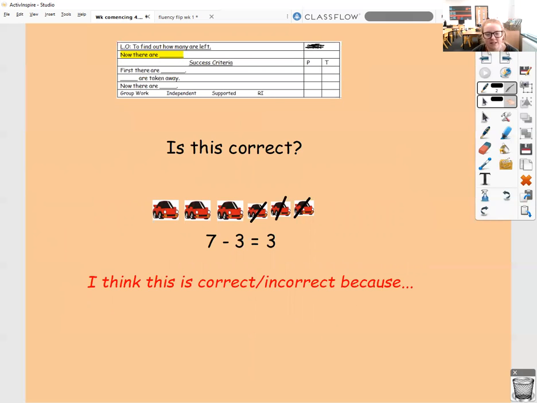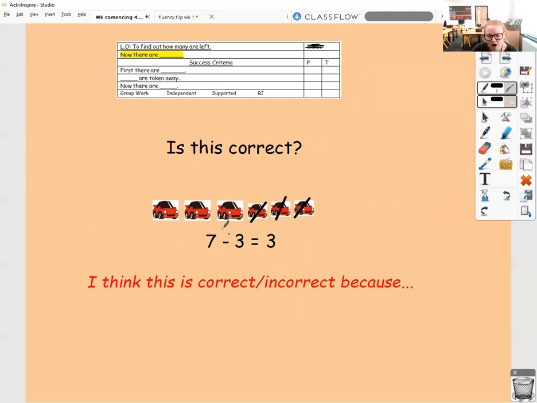Oh, this is a little bit different. This says, is this correct? It says, first there are 7 squares, 7 cars, sorry. First there are 7 cars. Then I am taking away 3 cars. Now there are 3 cars left.